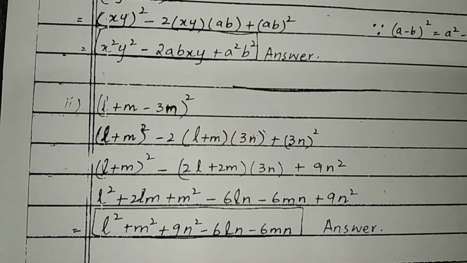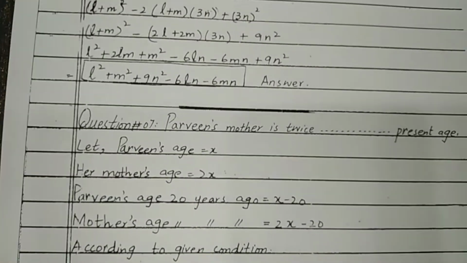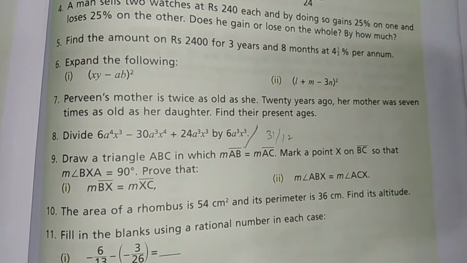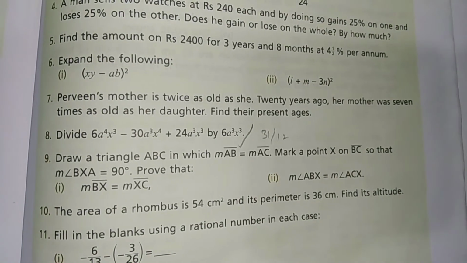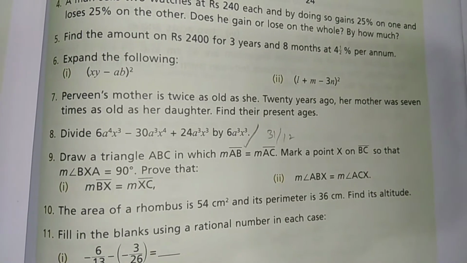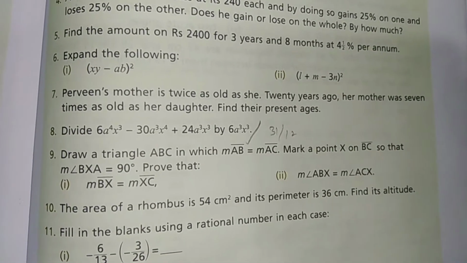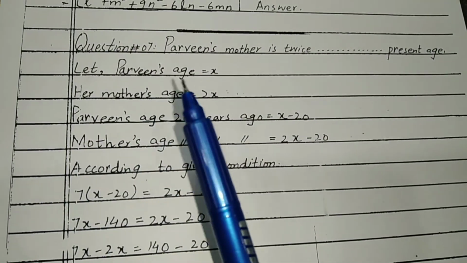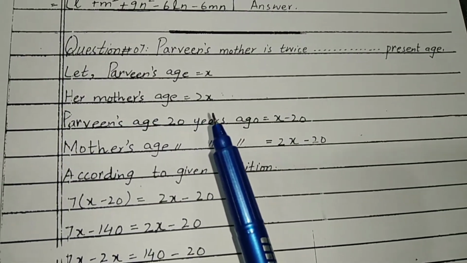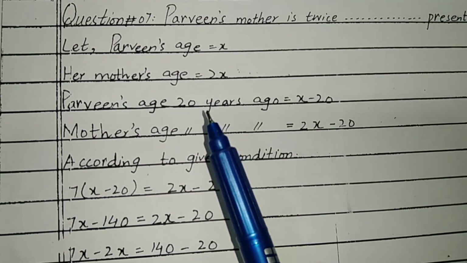Now we have to move to our next question, that is question number 7. And the question number 7 is that Parveen's mother is twice as old as she. 20 years ago, her mother was 7 times as old as her daughter. Find their present ages. So firstly, we have to let the Parveen's age be x. So her mother's age will be 2x because her mother is twice as old as she is.